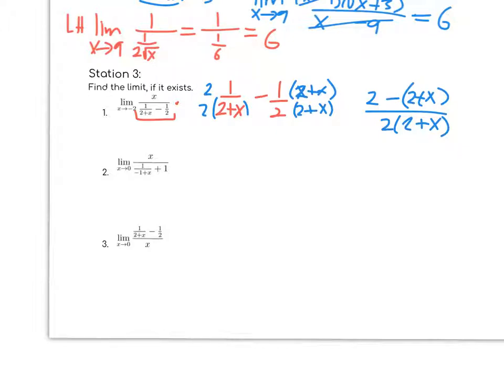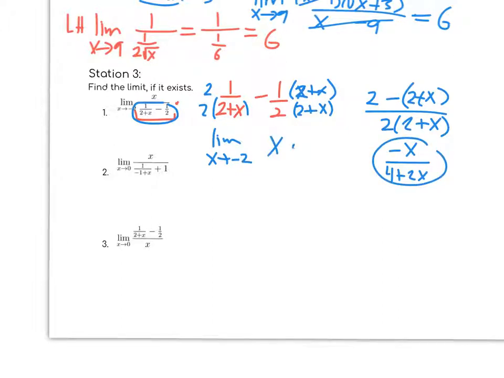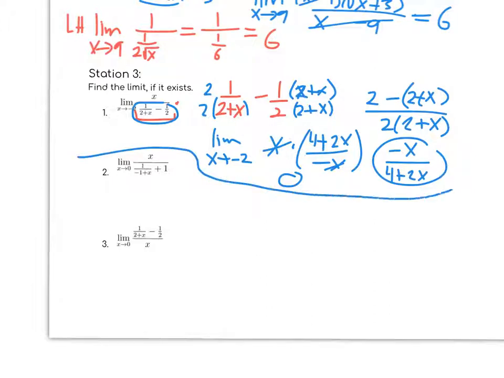On top, that would just give us a negative x, and on the bottom, that would give us 4 plus 2x. And as a reminder, this is just the bottom of this fraction. So we've still got the limit as x approaches negative 2 of x, and we're dividing by this, so I'm going to write this as multiply by 4 plus 2x over negative x. That gives us a negative 1, and when I plug in a negative 2, we end up with 4 plus 2 times negative 2, which is 0. Kind of a weird limit for a lot of work.